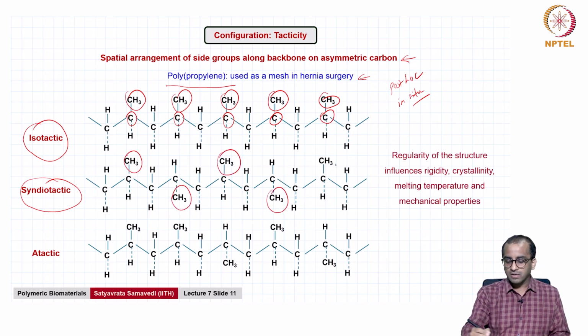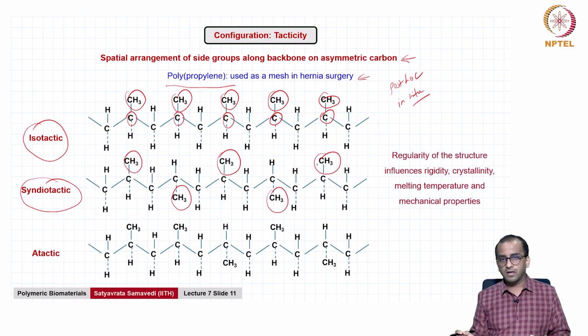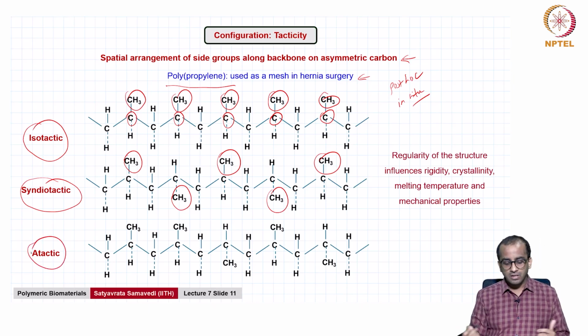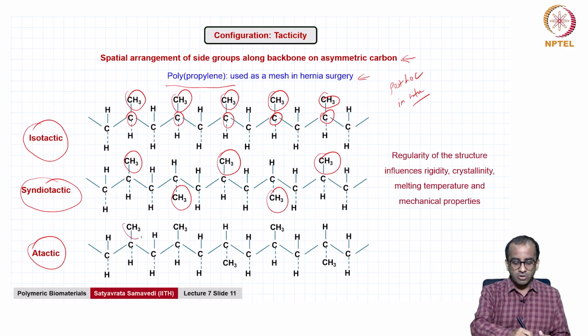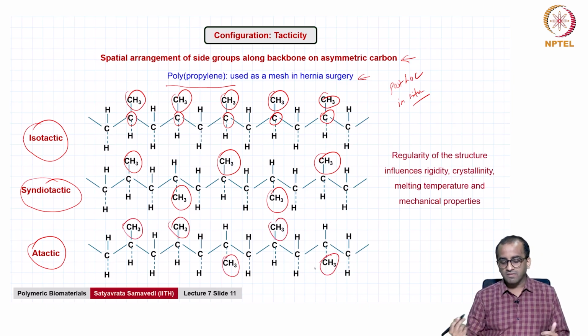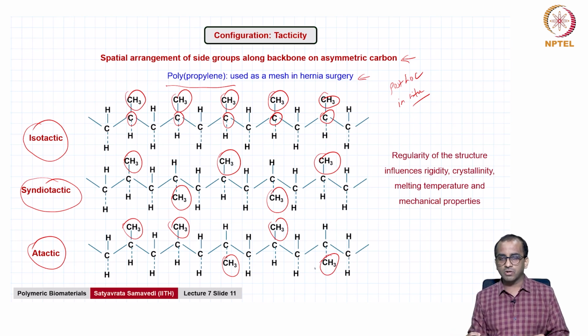So every other asymmetric carbon will have it either on top or on the other side. So the arrangement just alternates. And atactic, of course, is lack of tacticity, which simply means that there is no particular order to the placement of the methyl group itself. If you zoom in too much, it may seem like there is some localized order, but if you zoom out a bit and look at a large chain, you will see no particular order for atactic polymers.